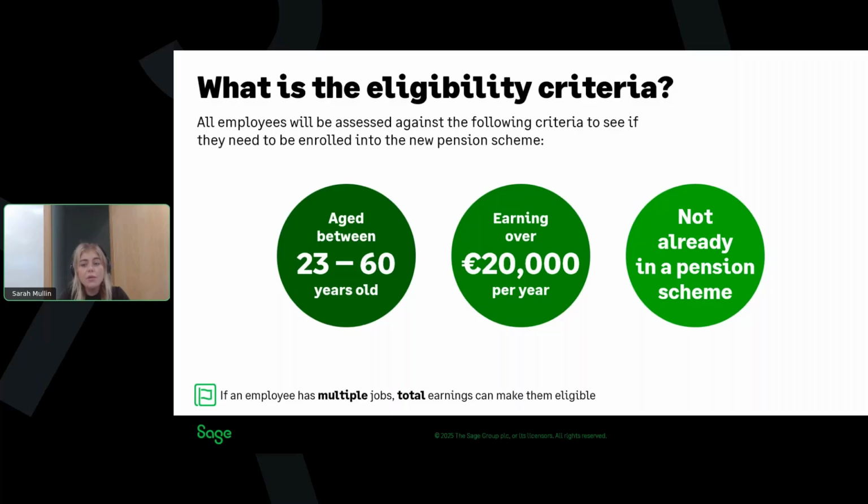Eligibility will be based on earnings, not contract type or length. So if you have any seasonal workers, part-time staff or anyone on probation, everyone will be considered. It will all just be based off earnings and age.